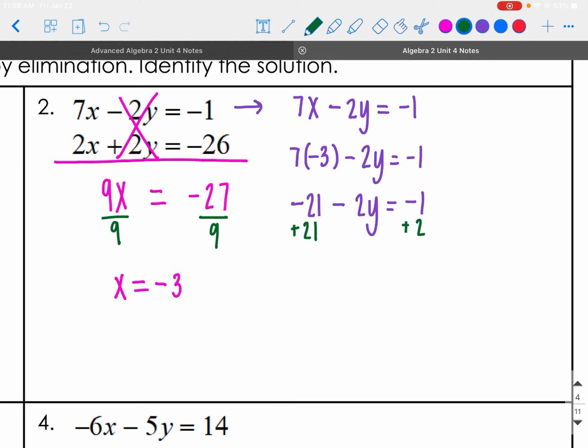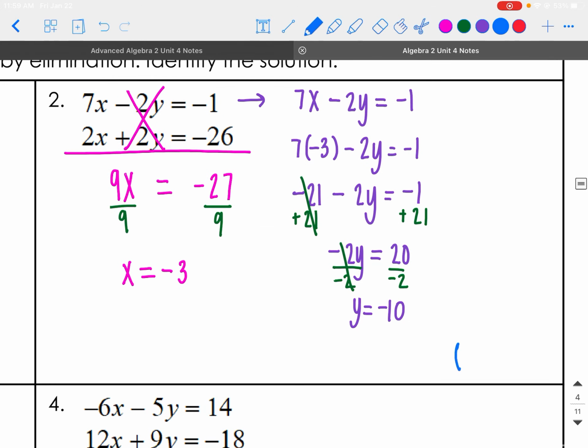And then I can add 21 to both sides to get -2y equals 20. And then dividing by -2 gives me y equals -10. So my solution is the point (-3, -10).